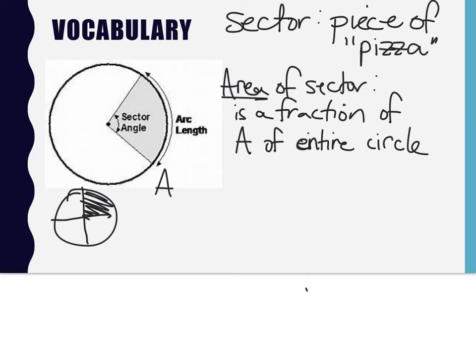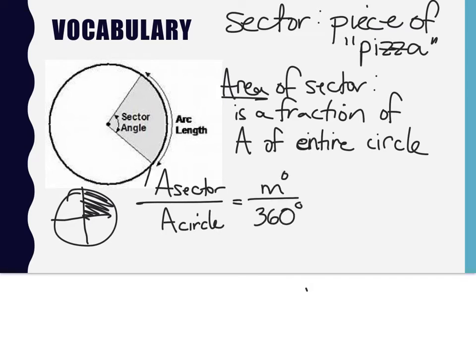You work it out as a proportion. So this is what you'll need to copy down and memorize. You can put it on your cheat sheet. And here's the way it works. Let's get it written and then we'll talk about it. That's what you're going to use today.